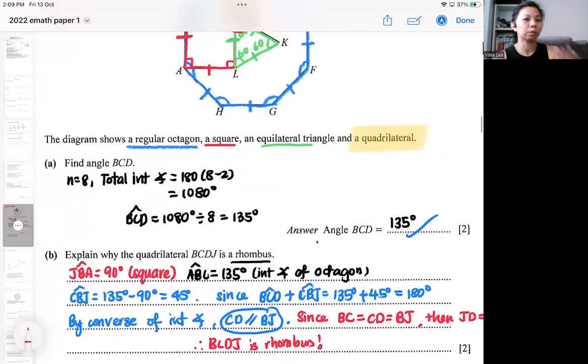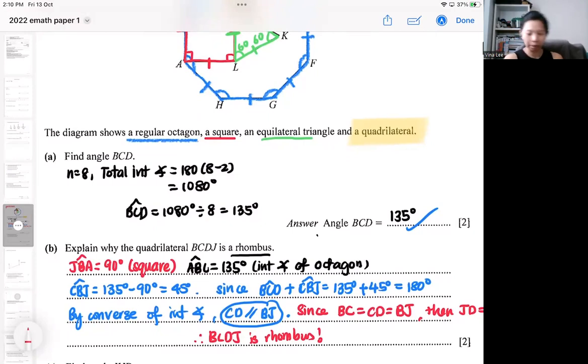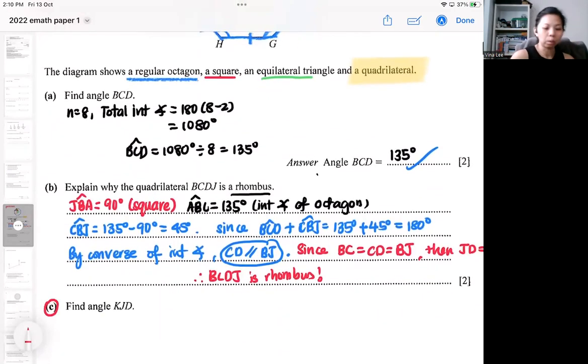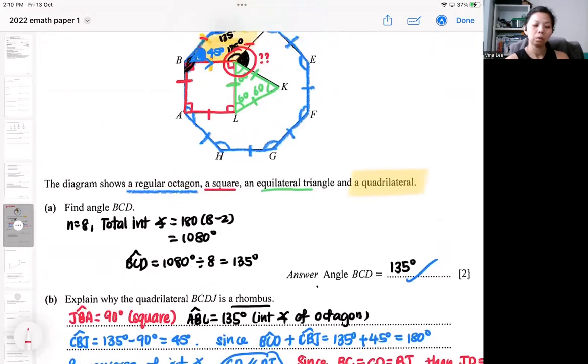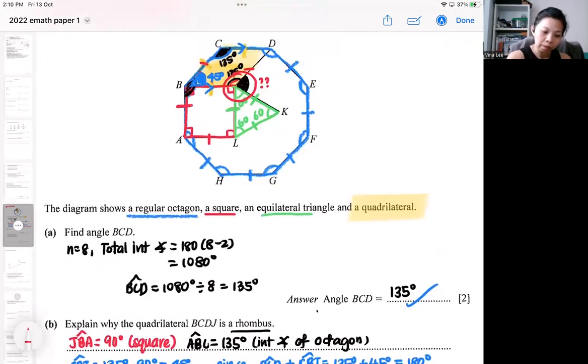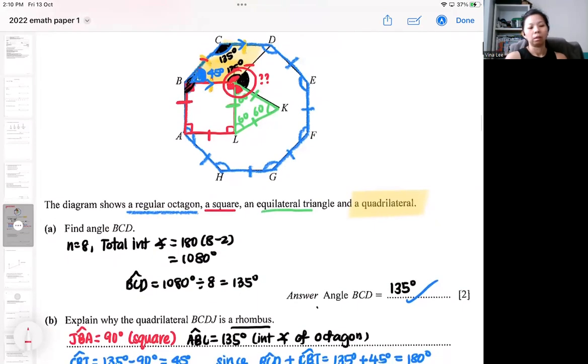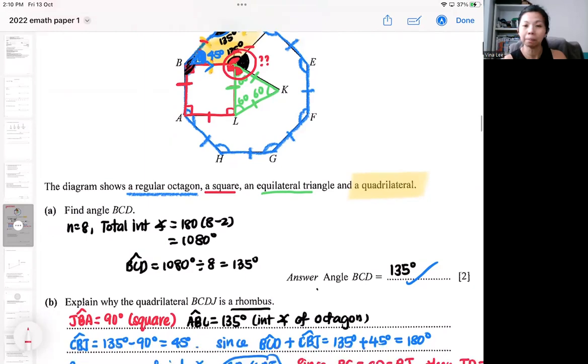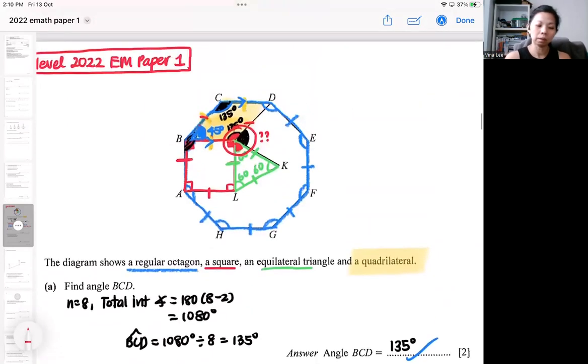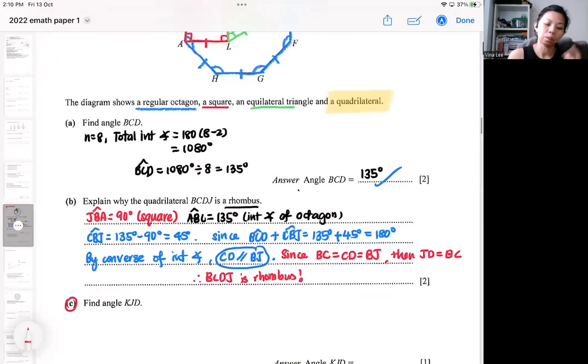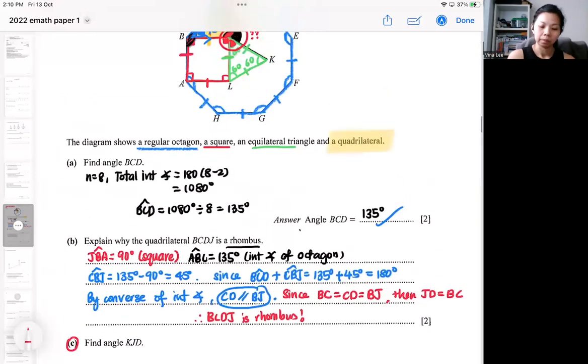Okay, so let's say you fail to explain that that is a rhombus. In part C, you can still use the rhombus and use the features of the rhombus in the continuation of part C. So for part C, you can see all the angles there already. So I got a 135, I got a 90, I got a 60. So I just use angles at a point to find the angle KJD. So the key one will be the explanation. So we explain the pair of parallel lines and then the equal length. So that will be the two features.